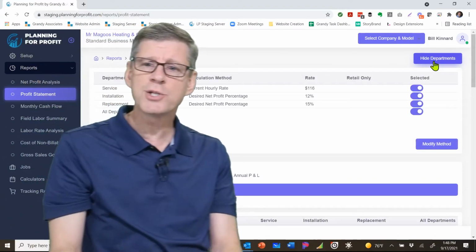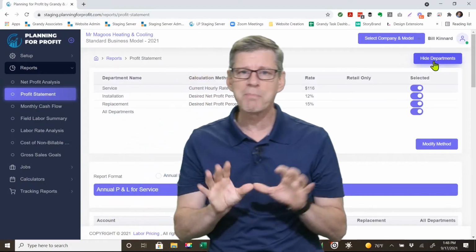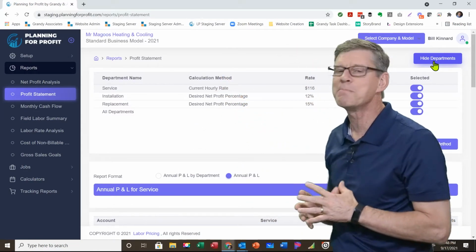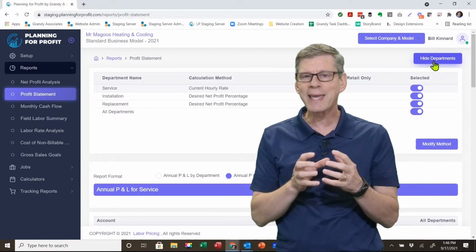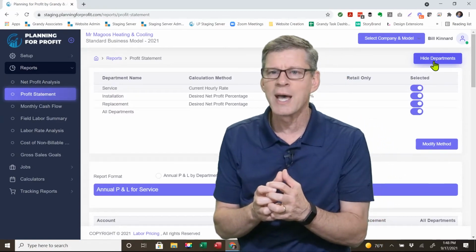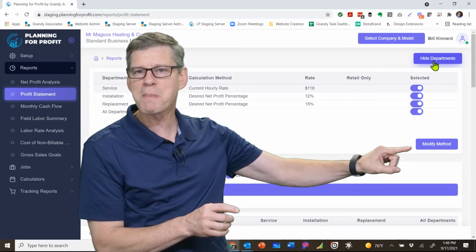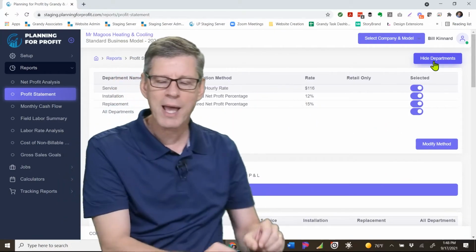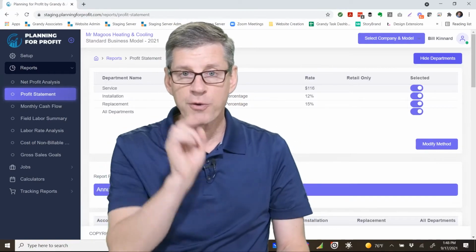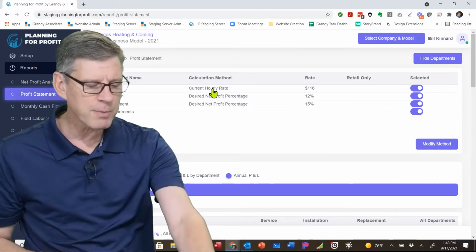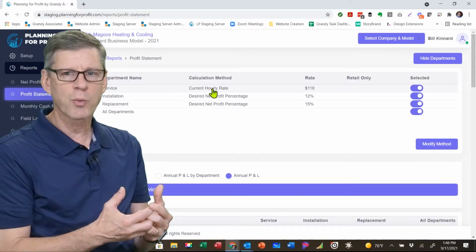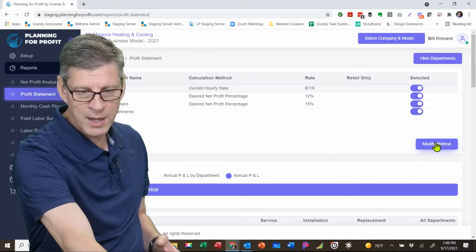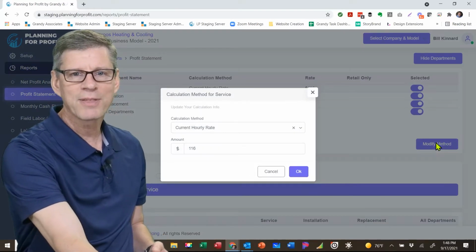Last thing we need to talk about on this is we had mentioned a little while ago that, again, your calculation method can be set individually by department. And so in any one of the reports, I can click on this Modify Method button right here. The Modify Method button will let me change those parameters for my individual department. So first, you click on the individual department that you want to work on. I want to change the rate for my service department. I now click on Modify Method.